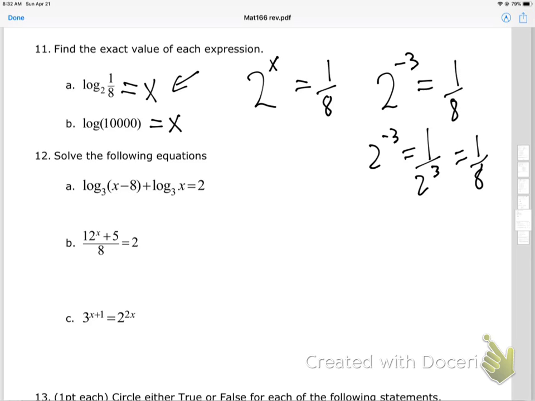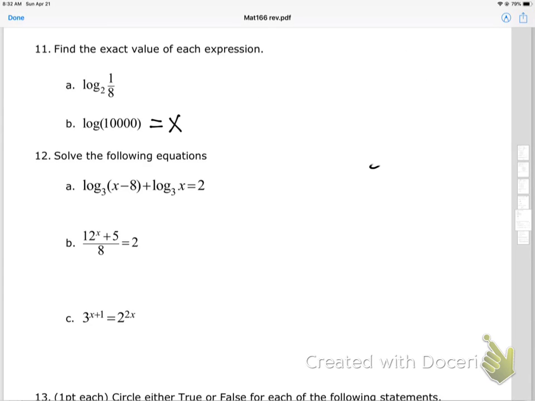Do remember, you're going to get negative answers when you log these fractions. So that's -3. Okay, the next one. Well, this is just 10 to the 4. This is actually log base 10, because when it doesn't say it, it's base 10. And that is just the answer of 4.